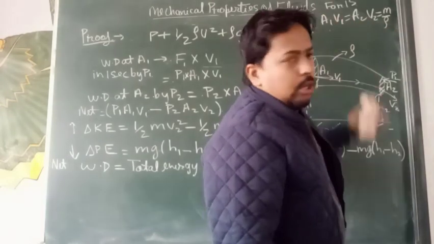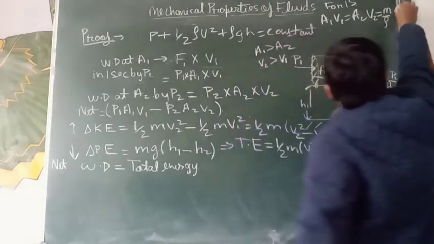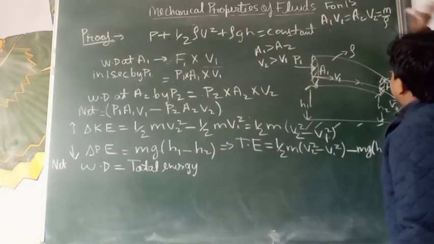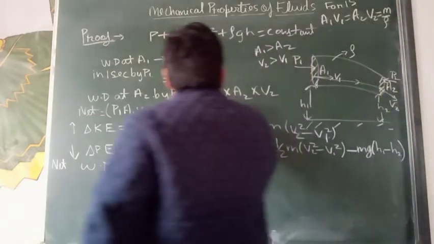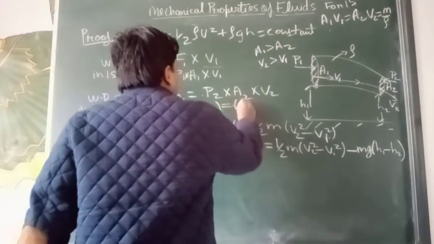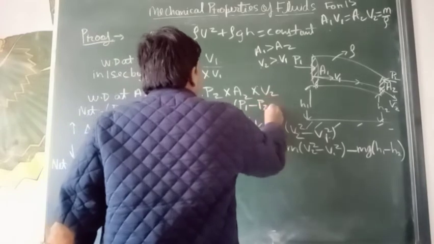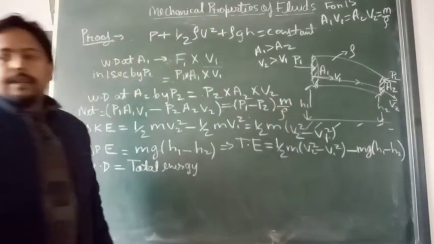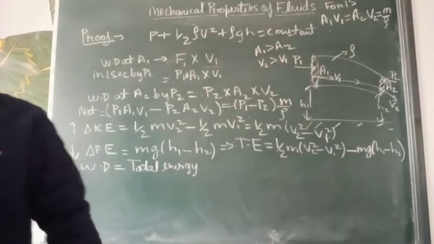So that means this is the volume, and we know that volume is mass upon density. This is the mass which is entering in 1 second, and this is the density. So just replace this. From here we get P1 minus P2 equals m upon rho. This is what we get from here.